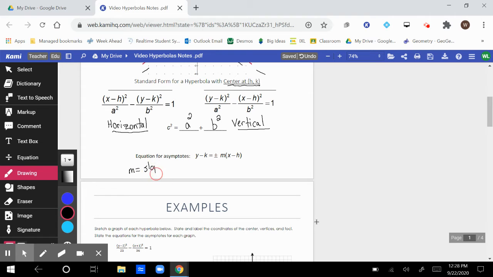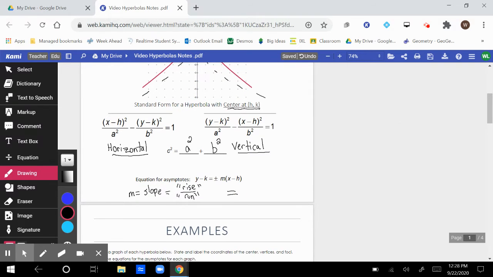Okay, so m represents a slope. And I want to remind you of those two R words for slope, rise over run. That's going to help you when you're determining what the slope is, because it comes from your denominators. From the a squared and b squared, except you're using a and b. It's always either a over b or b over a. So you're square rooting the denominators.